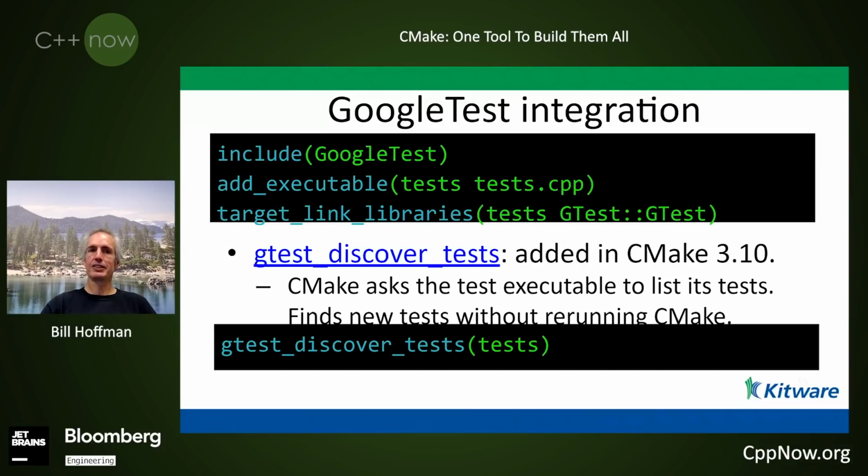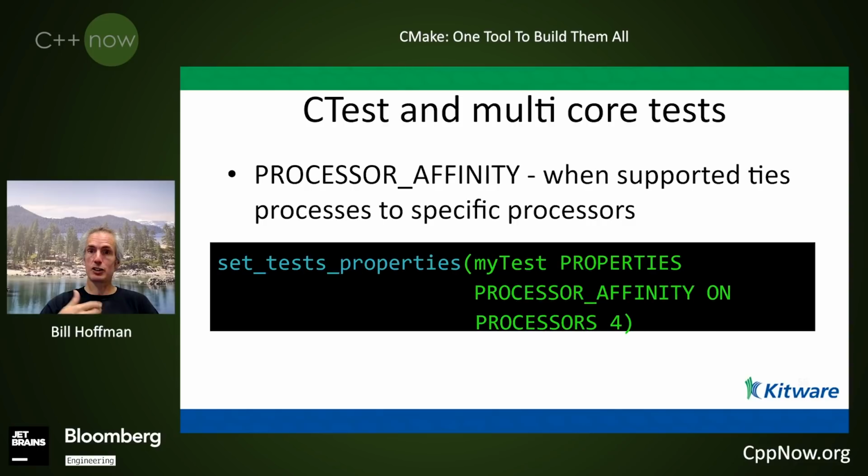We've integrated Google Test, so you can include Google Test, add an executable, target_link_libraries to gtest, and then gtest_discover_tests, which was added in CMake 3.10, queries this test executable and allows it to find new tests without rerunning CMake, just based on what the executable is compiled with. CTest allows multi-core tests, and you can set the processor affinity. So let's say you had an MPI test, you know it's going to use 4 processors, and then you do ctest -j 20. You want to make sure that one process gets the right allotment of processors so you don't saturate your processors during the testing process.